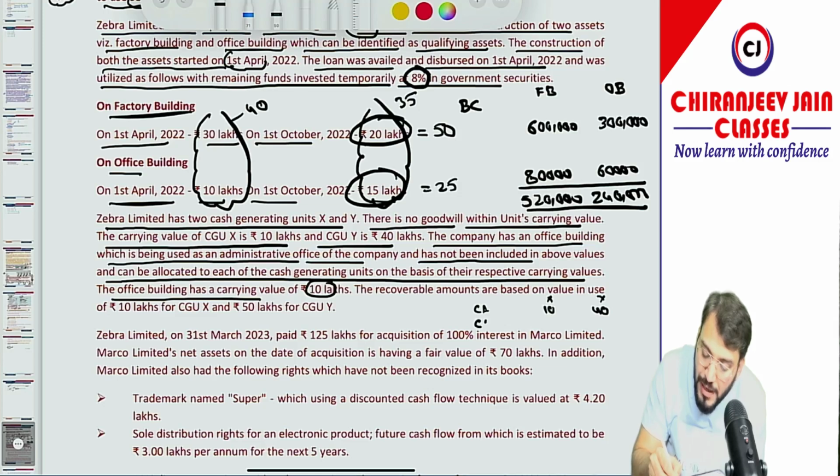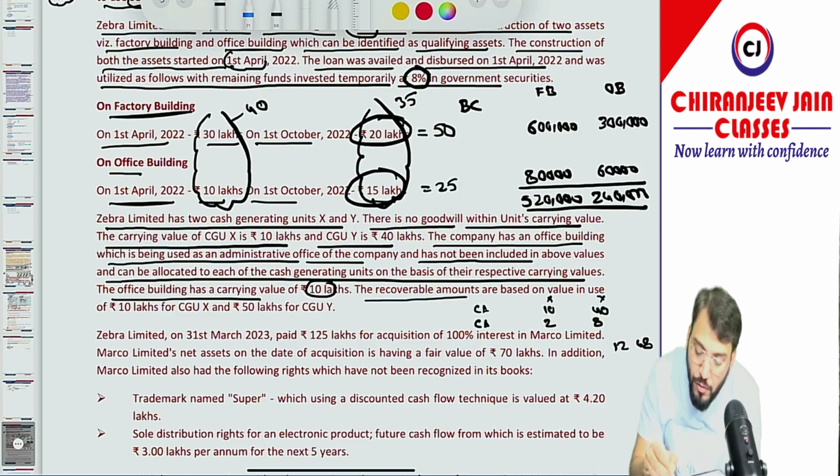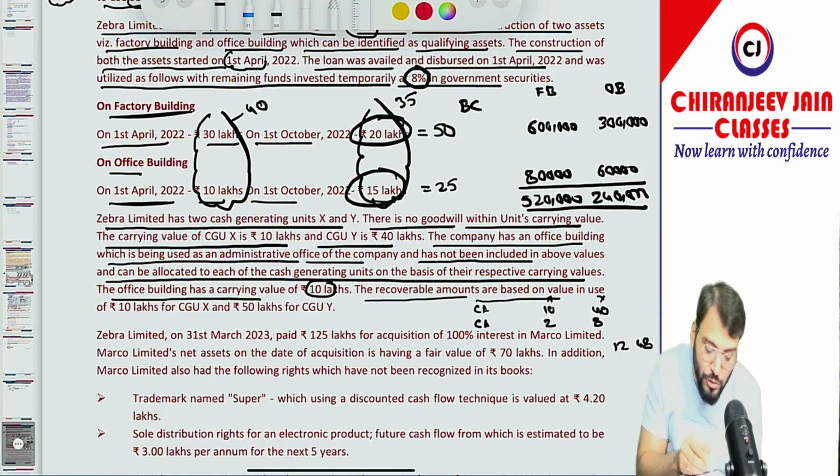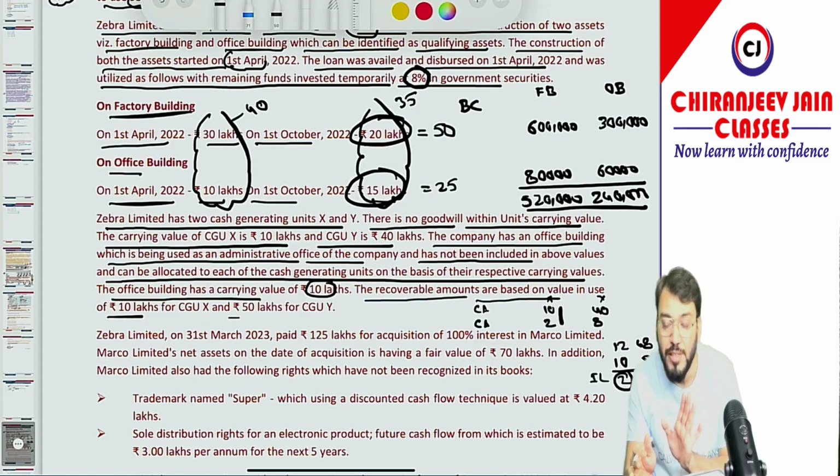So the corporate asset will be allocated 2 lakh and 8 lakh. So the total will come to how much? 12 lakh and 48 lakh. Now the recoverable amount is based on the value in use, that is 10 lakh and 50 lakh. So you can see the impairment loss for this will be 2 lakh and for this will be nil. So this 2 lakh will be allocated to this asset in the ratio of their carrying amount.